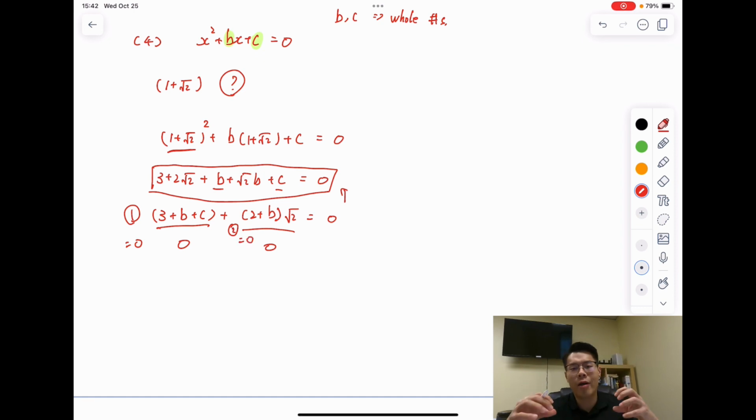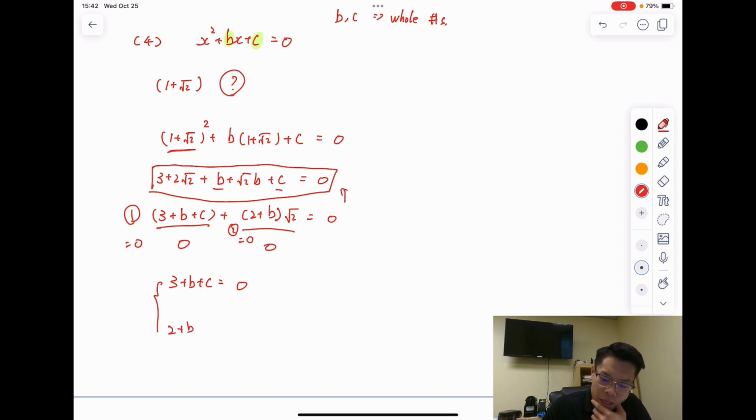So this, again, we have to assume that, and that's a direction for us to go for that route, right? So if that's the case, I would have a simultaneous linear equation, which is 3 plus b plus c equal to 0. And then I have 2 plus b equal to 0 as well. All right, in this case here, b, pretty obvious, is equal to negative 2.